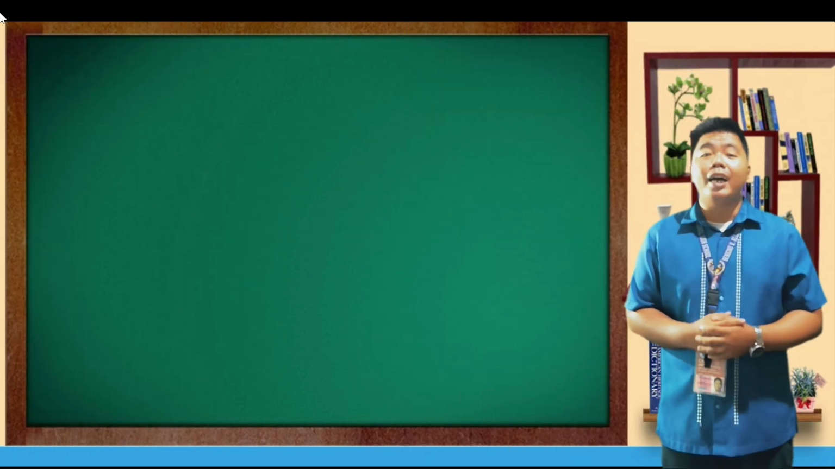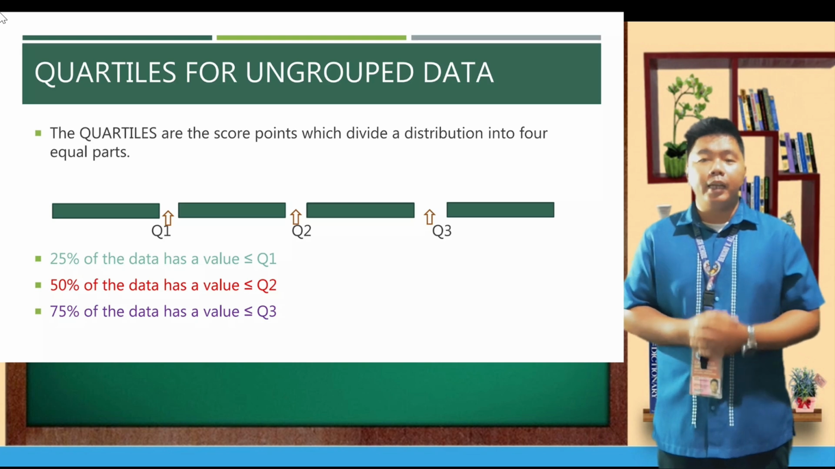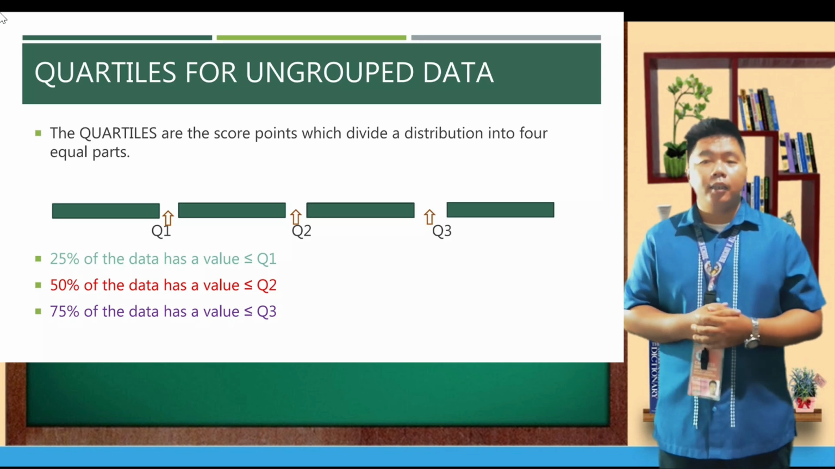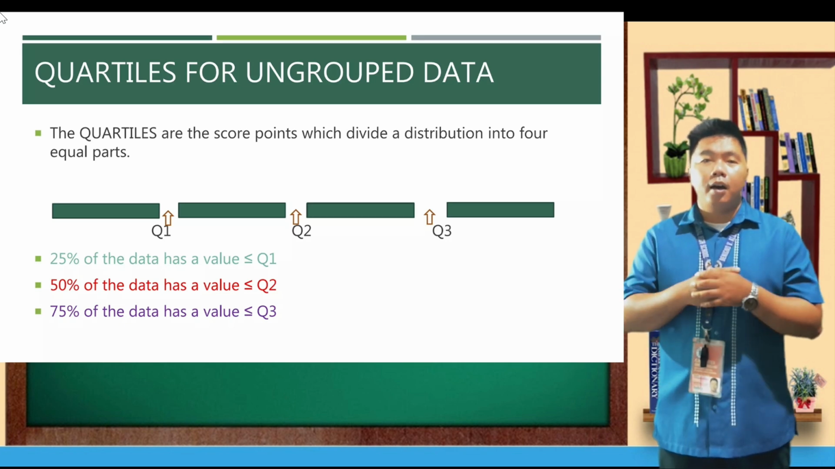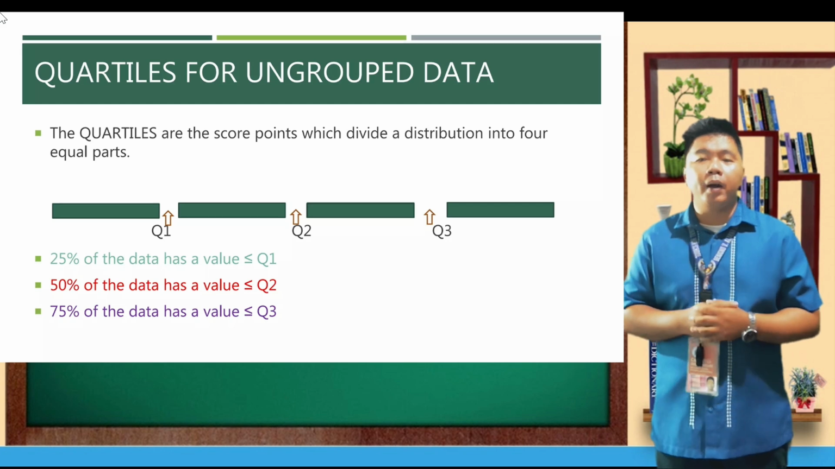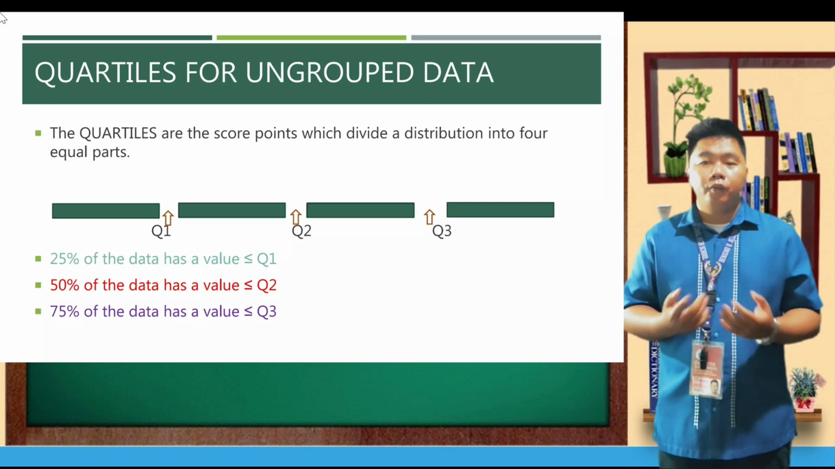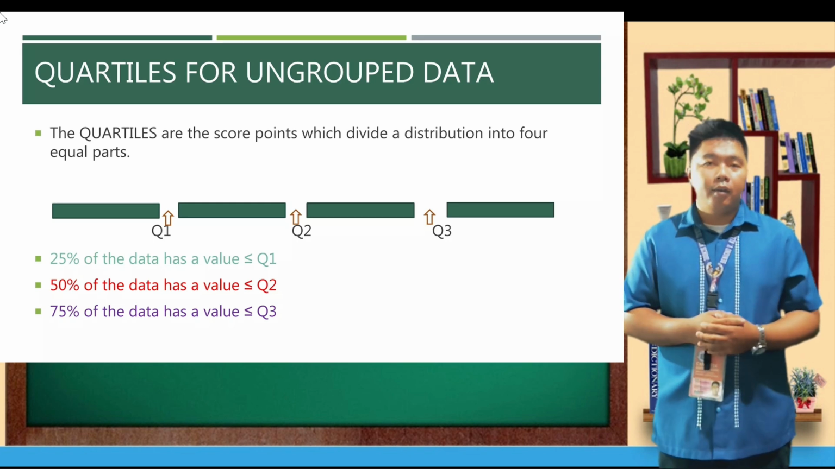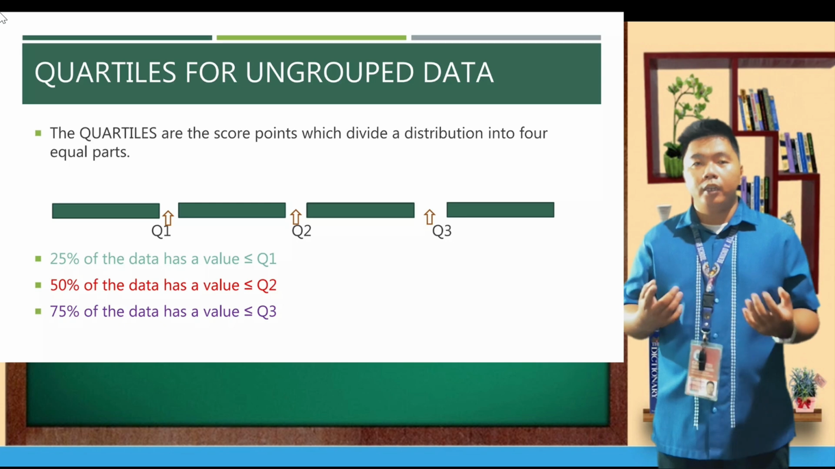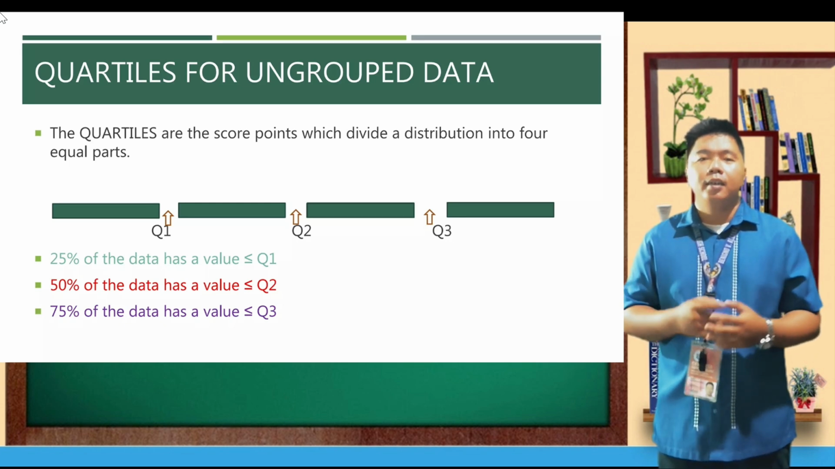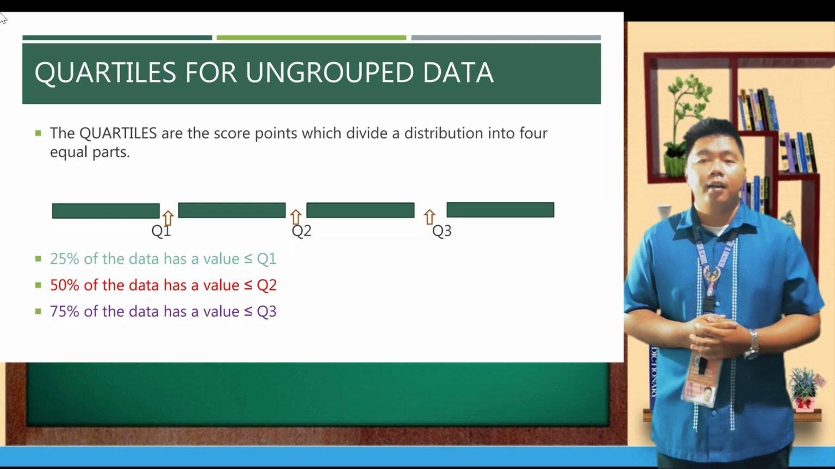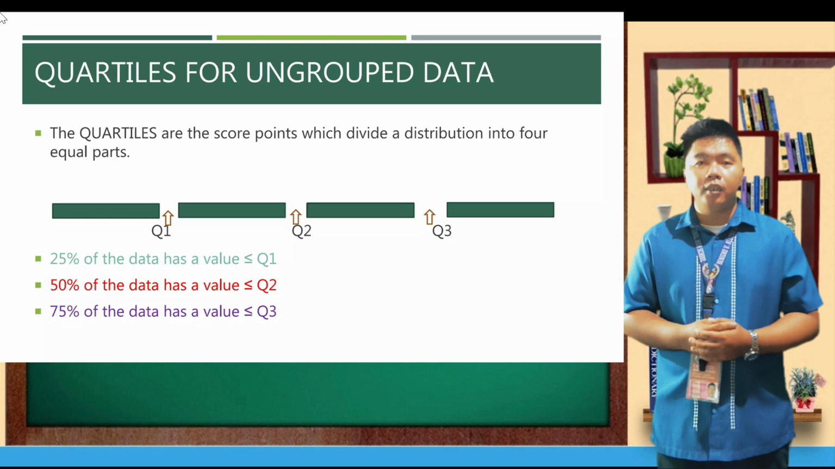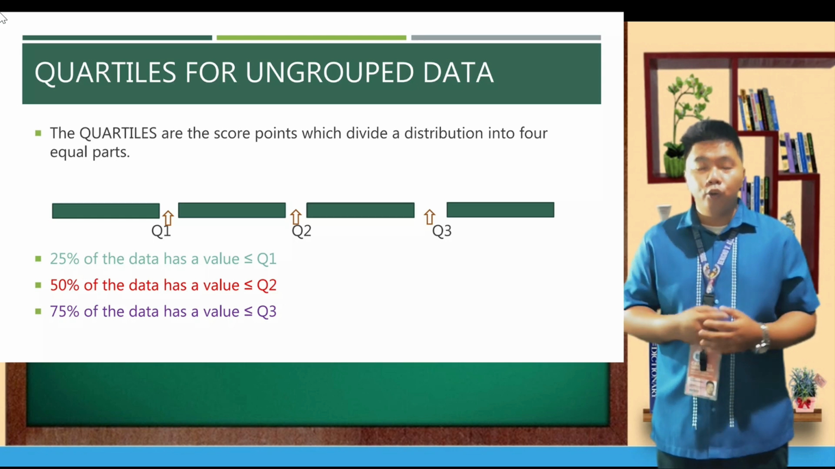To start with our discussion for the quartiles of ungrouped data, let's define what is a quartile. So the quartiles are the set of score points which divide a distribution into 4 equal parts. So we have the first one, which is the first quartile, second is the second quartile, and the third one is the third quartile. So we don't have the 4th quartile since that will be the last data. So that means each part of this quartile is divided into 25% of the whole data.